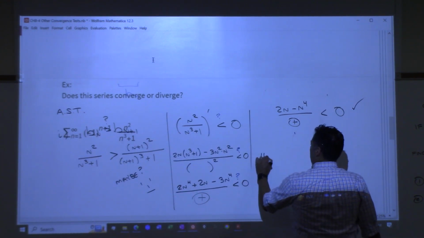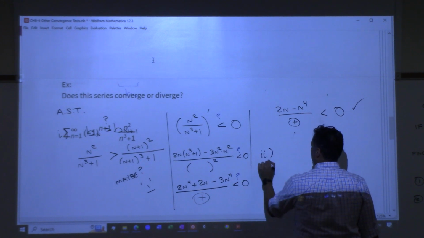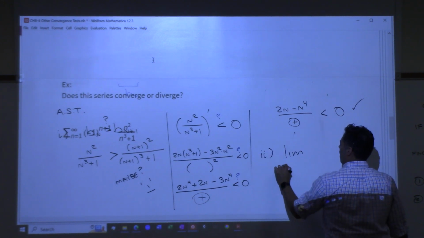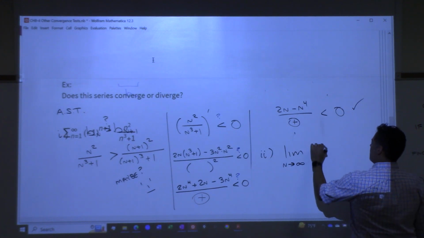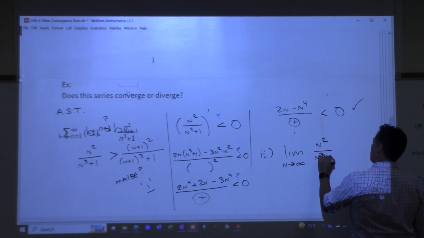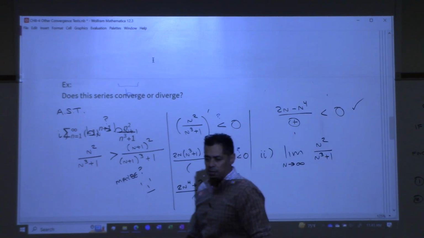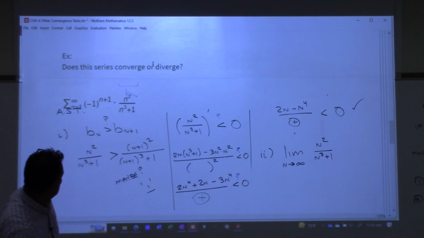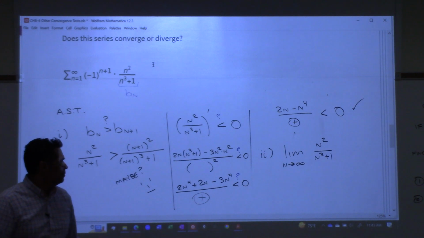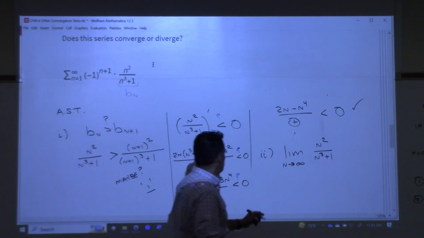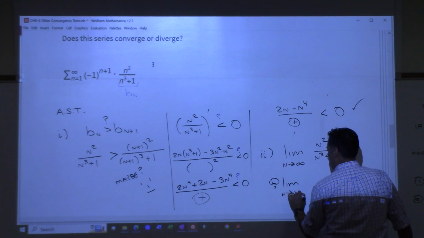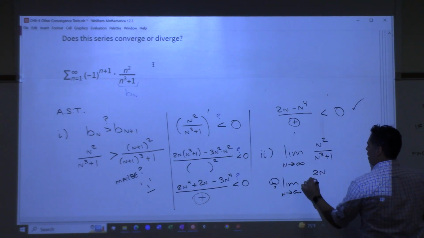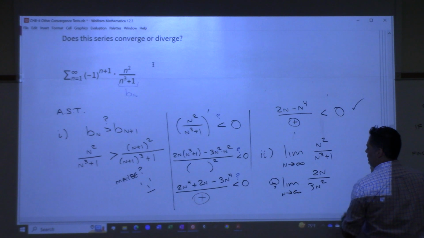All right, second condition, right? What's second condition? Limit as n goes to infinity of, what was it, n squared over n cubed plus 1? We need that to be equal to 0. Is it? Well, it's infinity over infinity. L'Hopital, right? So let's do one application of L'Hopital here. We get 2n on top, and on the bottom we get 3n squared.